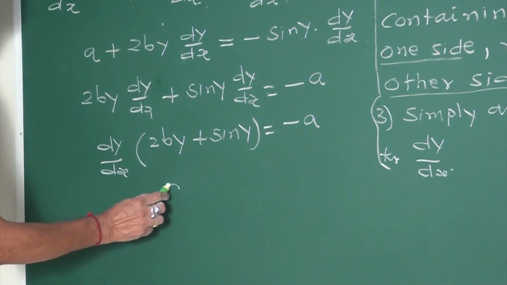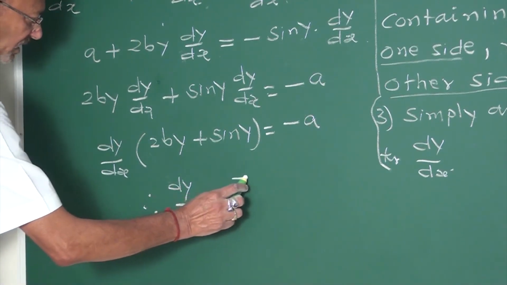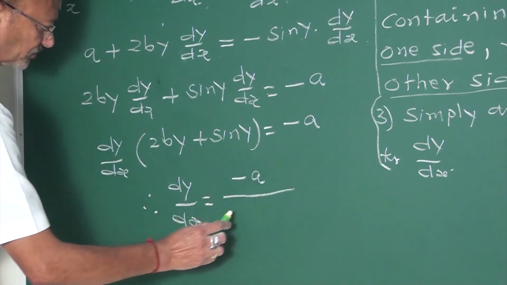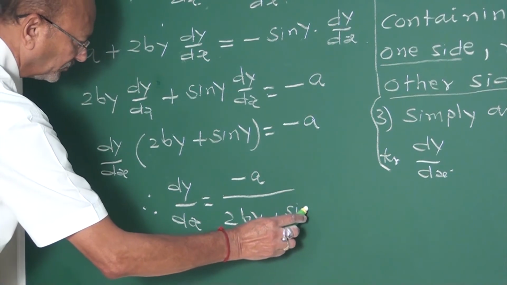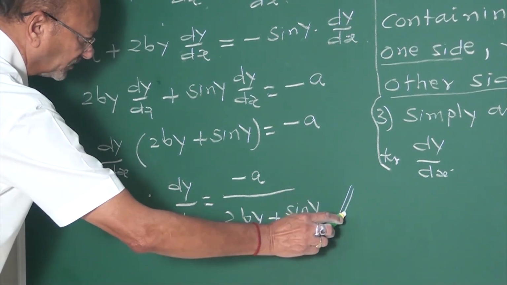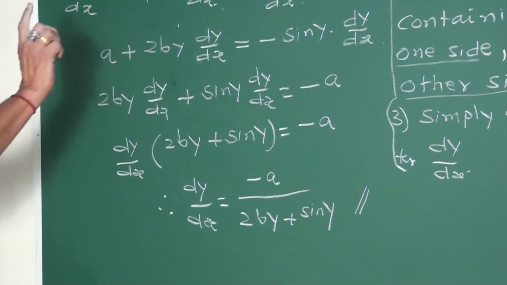Therefore, dy by dx equals minus a upon 2by plus sin y. What is this? Dy by dx. My friends, I will explain once again.